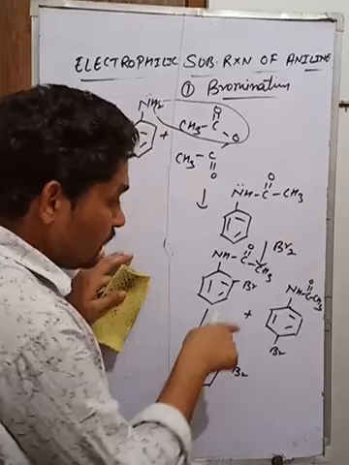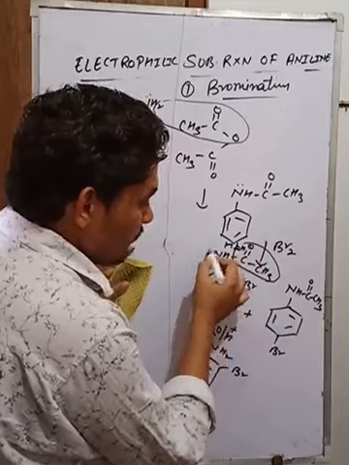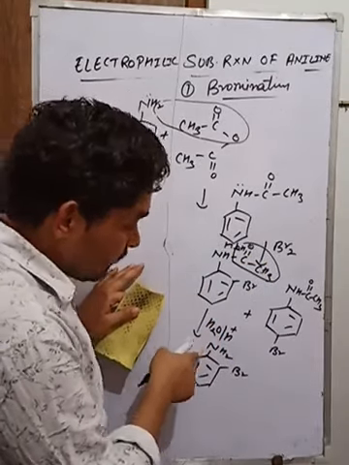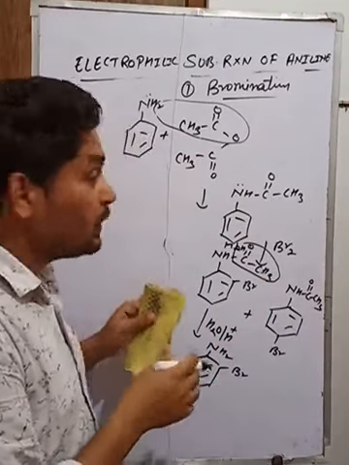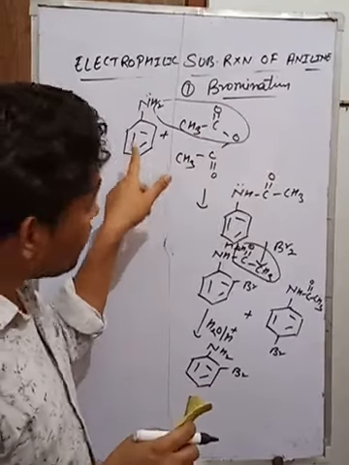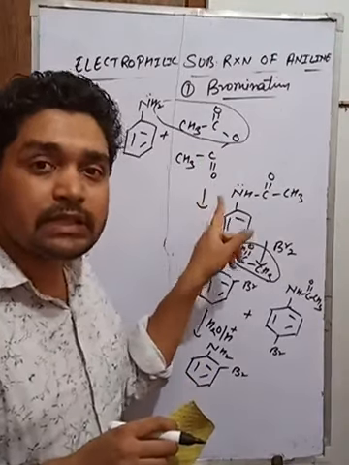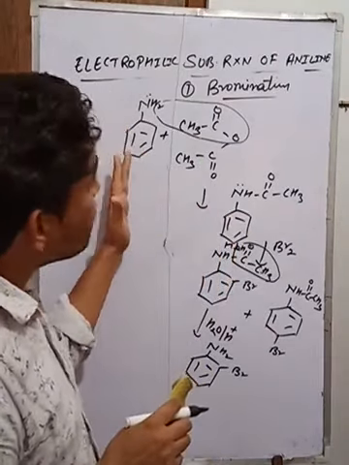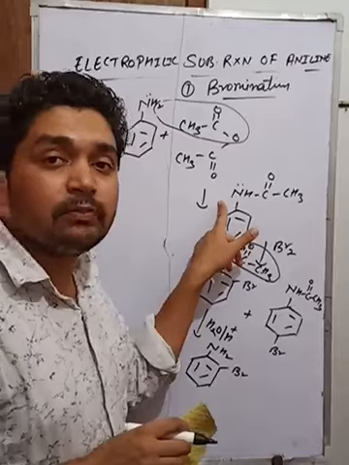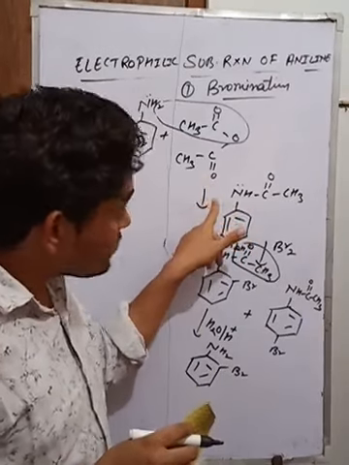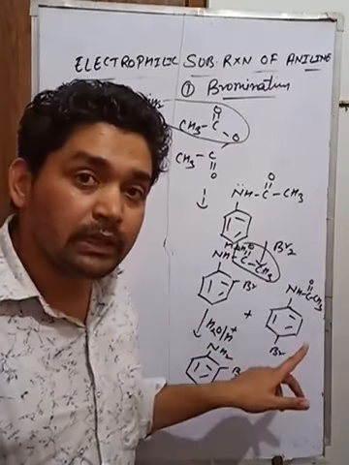We get the ortho product, hydrolysis, then the elimination of CH3COOH, and then the formation of NH2. It means we got the ortho product as well as the para product. Got my point? When aniline reacts with bromine in water, we get 2,4,6 tribromoaniline. But when aniline undergoes acetylation, the aceto group is introduced which controls the activating power of NH2. Thus, when this product undergoes bromination, we get ortho and para products separately.